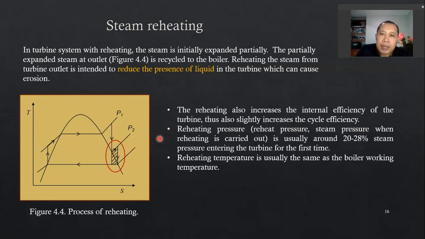Reheating pressure is usually around 20 to 28 percent of the steam pressure entering the turbine for the first time. So the expansion ratio for the first stage is usually low, only about 20-28%. Reheat the steam and then go all the way to the target final expansion pressure. This can be realized practically, and actually modern turbines almost always employ multi-stage expansion.